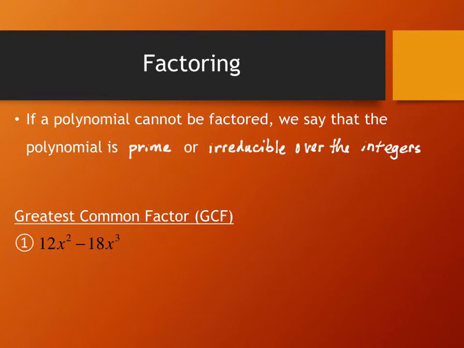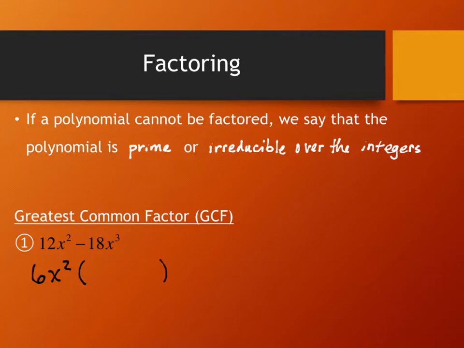So let's start first with the coefficients, 12 and 18. What is the biggest number that goes into both of those? 6, exactly. So we're going to pull out a 6 in front. So that's the coefficient part. And then we look at the variable part. So this one has an x squared and an x cubed. So what's the biggest variable component that they have in common? X squared. So we're going to pull the x squared out as well. Okay, so those are the pieces that they have in common.